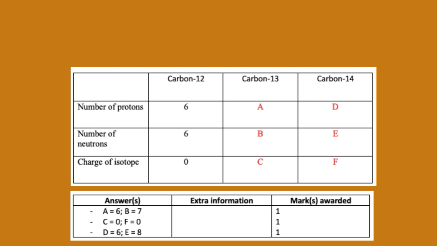not ions. Whilst ions carry a charge, atoms do not, and so for boxes C and F, the answer should be 0. Note that marks are allocated if you get a pair of the letters correct. 1 mark is awarded for the correct values of A and B, another mark if both C and F are correct, and the third mark if both D and E are correct.